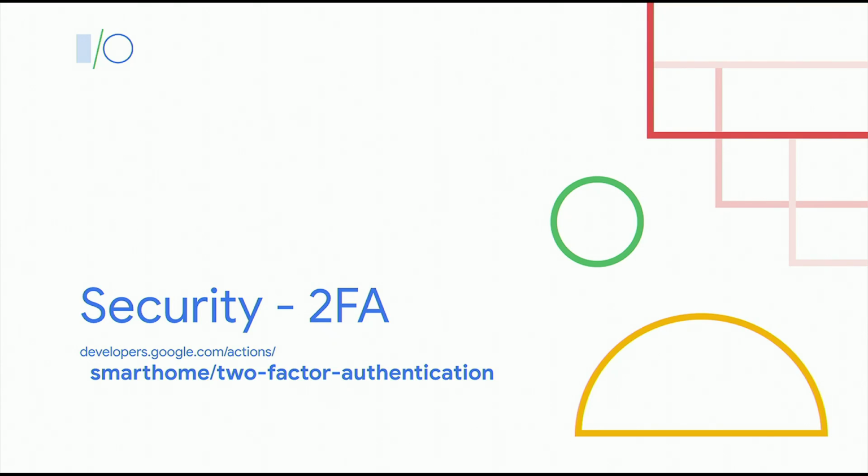All right. So next, we're going to talk about enabling security use cases for smart home with Google Assistant. How are we going to do that? Well, we're going to use two-factor authentication, or 2FA. 2FA is basically a second-factor validation, something like a PIN or an acknowledgement, and it's used to make sure that the person making the request is actually authorized to do so.